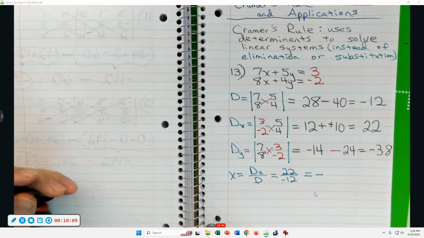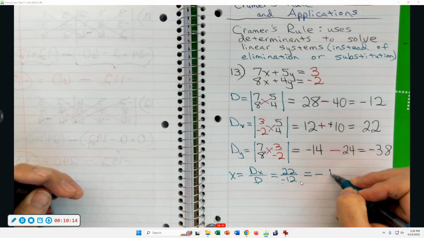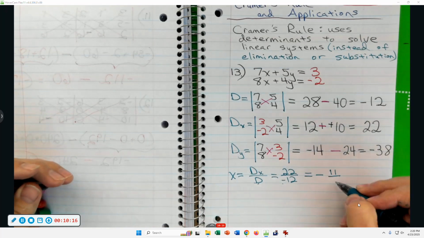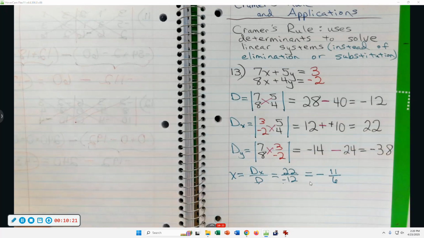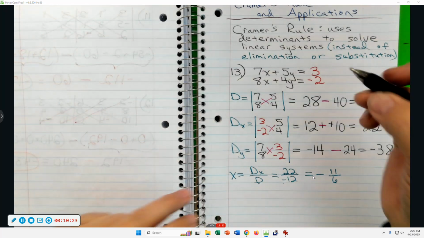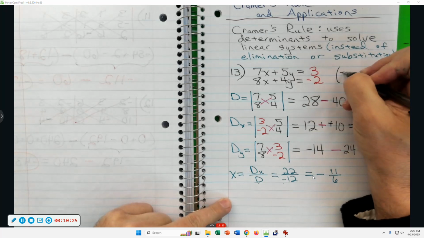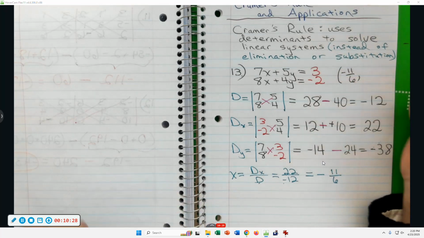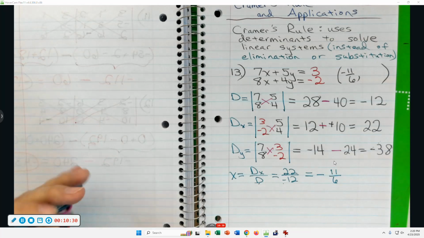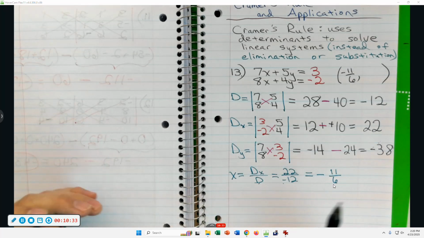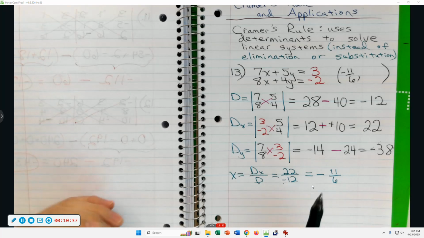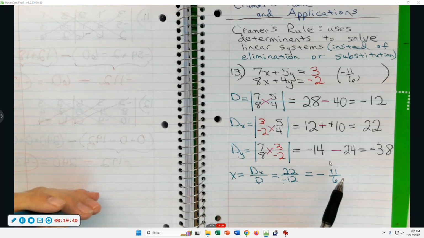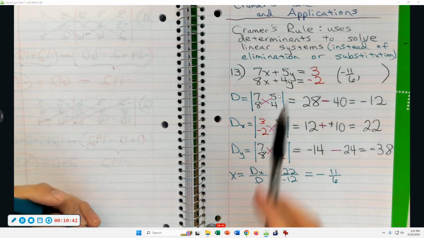And we can cancel what? A 2 above and below. 22 divided by 2 is 11, and 12 divided by 2 is 6. So we found the value of x. Now imagine if you were doing elimination or substitution, you would then have to plug this in to find y. Cramer's rule is very nice if the solutions turn out to be anything other than integers. This is a very nice process because you don't have to take that and plug it back in to find y.